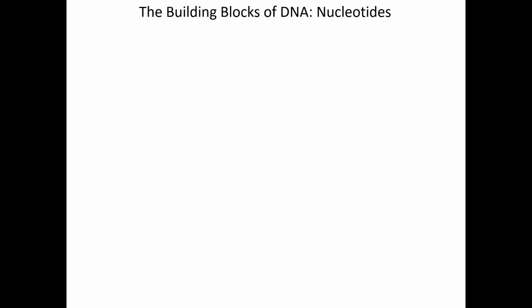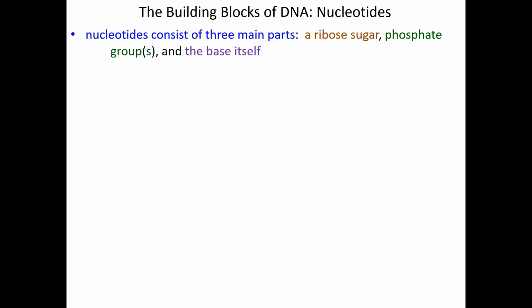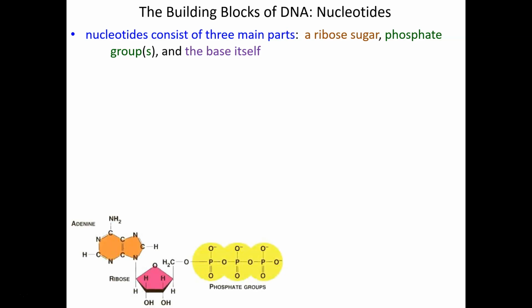But first, let's talk about the basic physicality of DNA as a molecule. And DNA is made up of individual building blocks called nucleotides. Nucleotides, the individual subunits of DNA, are made up of 3 main parts. Each one contains a ribose sugar, and that we see here in pink. A phosphate group, here we see that in yellow. And the actual base itself. That's going to be adenine, as we see in orange, but it could also be thymine, cytosine, or guanine, the 4 different bases of DNA.